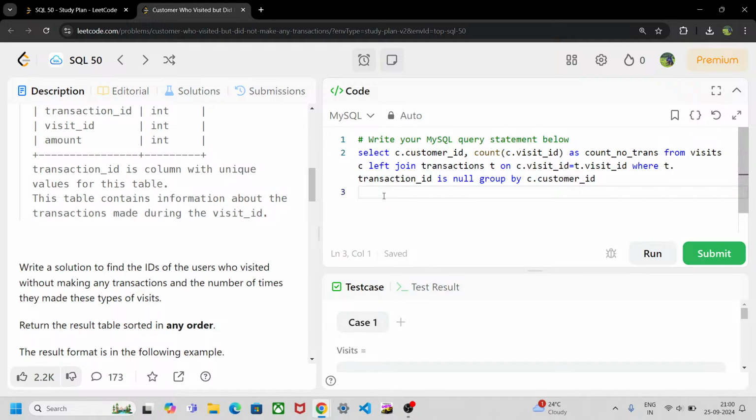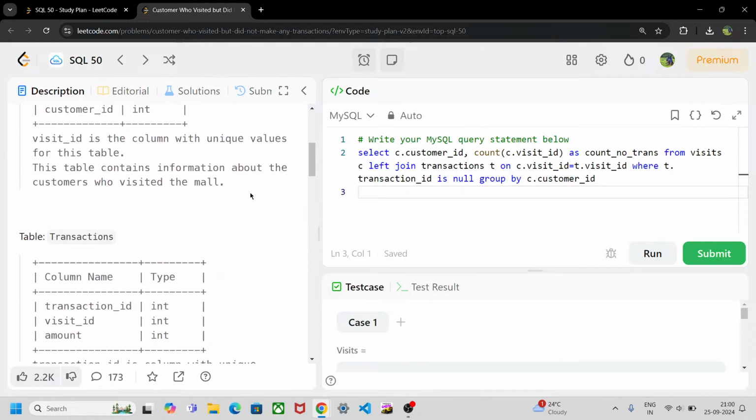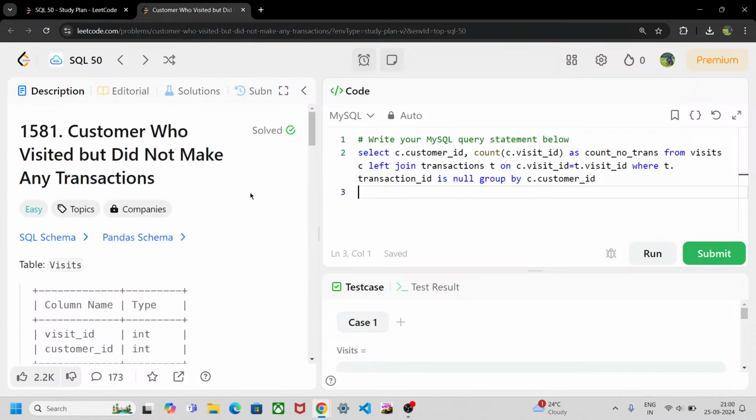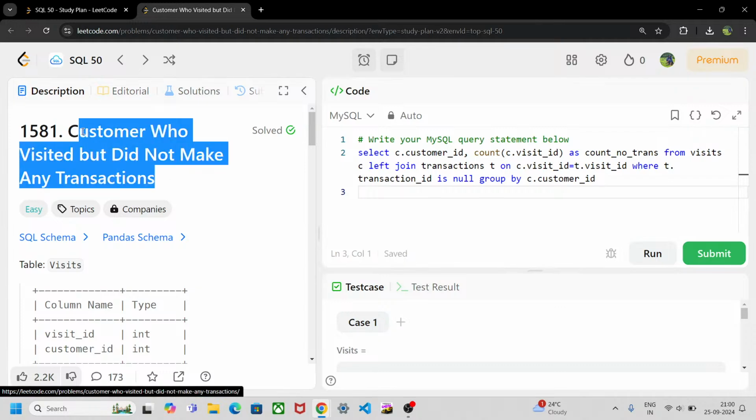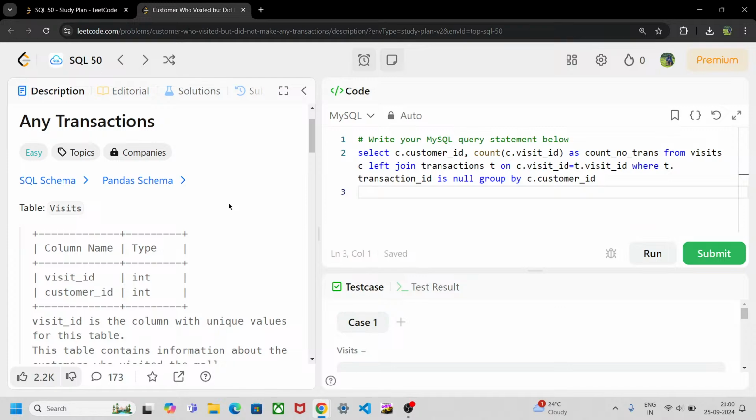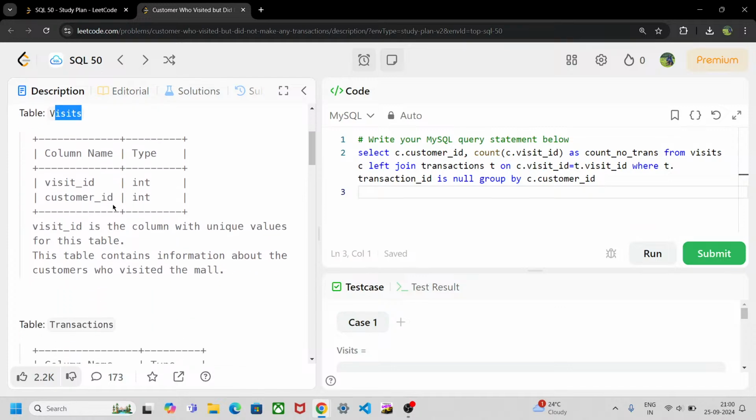Okay, so it's 9. Let's start with the problem. Okay, so in this problem we need to get the customers who visited but did not make any transactions. Okay, so there are two tables. One is visits with visit ID and customer ID, and visit ID is the column with unique values for this table. This table contains information about the customers who visited the mall.